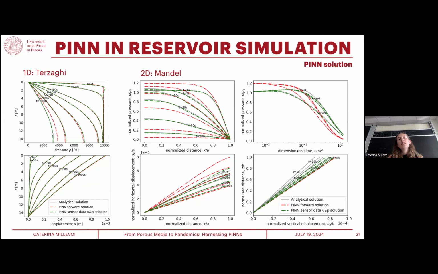This is instead a qualitative comparison between the analytical solution, here in gray, the PINN forward solution with no data inside the domain, and the PINN with the sensor-driven approach that we propose. From this plot, you can see that there is a strong misfit in the red approximation without data, while just giving a few pieces of information at fixed locations inside the domain allowed us to capture the behavior of our solution much better.